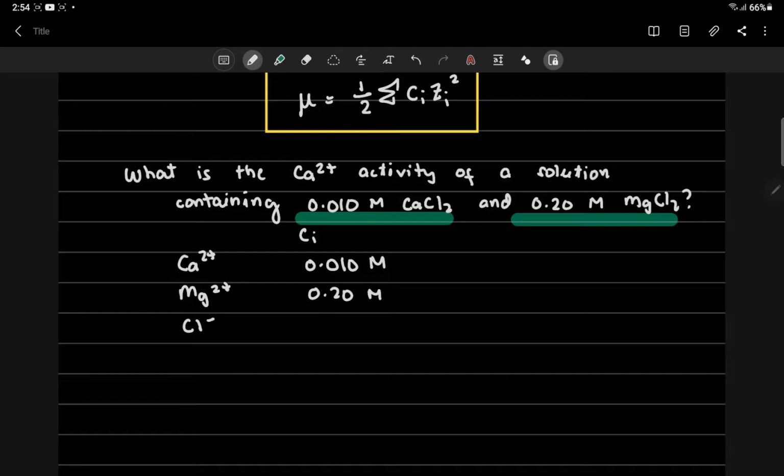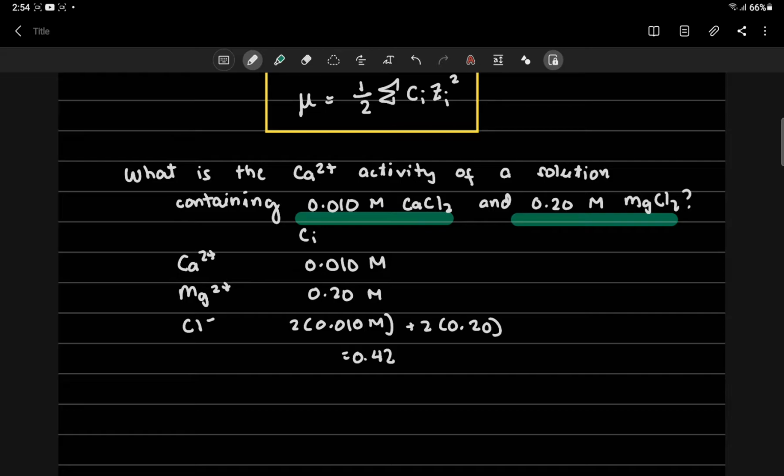Now, for chloride, it's the sum of the concentrations coming from the calcium chloride compound and the magnesium chloride solute. Right? So, that will be 2 times 0.01, this is coming from calcium chloride, plus 2 times 0.20. And this is equal to 0.42. So, bakit times 2? Kasi for each of these compounds, there will be 2 chloride ions na makikita mo sa solution. Okay? Because of the subscript for Cl.